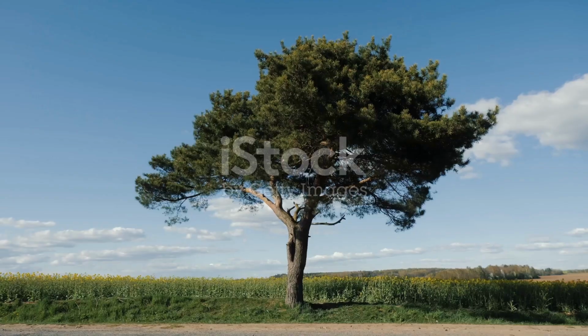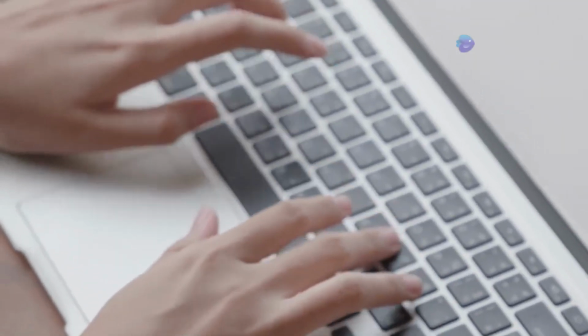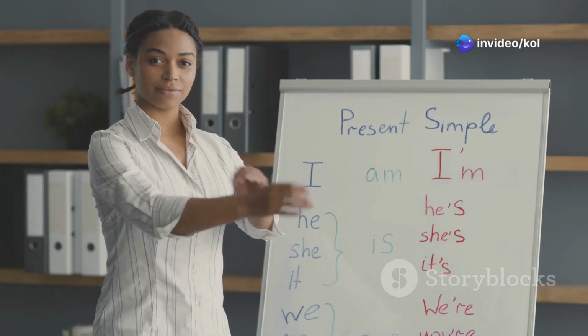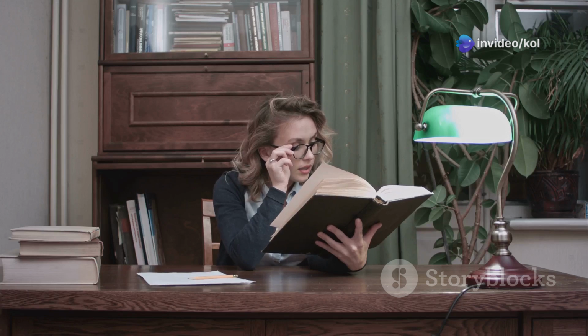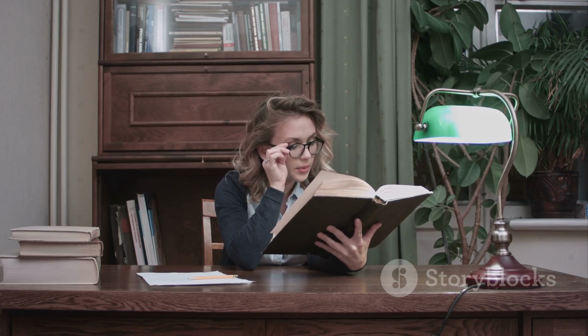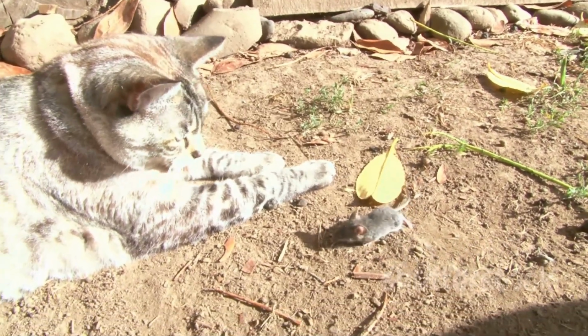Independent clauses, standing strong on their own. Independent clauses are the backbone of any sentence. They contain a subject and a verb and express a complete thought. Let's look at some examples. She loves to read books. Subject, she, verb, loves. The cat chased the mouse. Subject, the cat, verb, chased. See? They make perfect sense on their own.